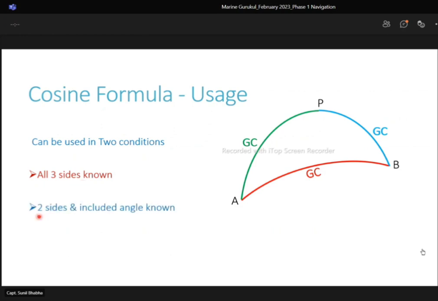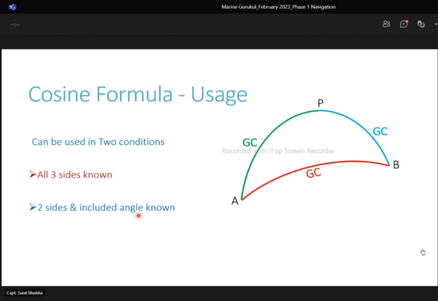Now the second condition or scenario in which cosine formula can be applied is when we know any two sides of the spherical triangle and, very very important, the included angle is known to us. What do we mean by the included angle?